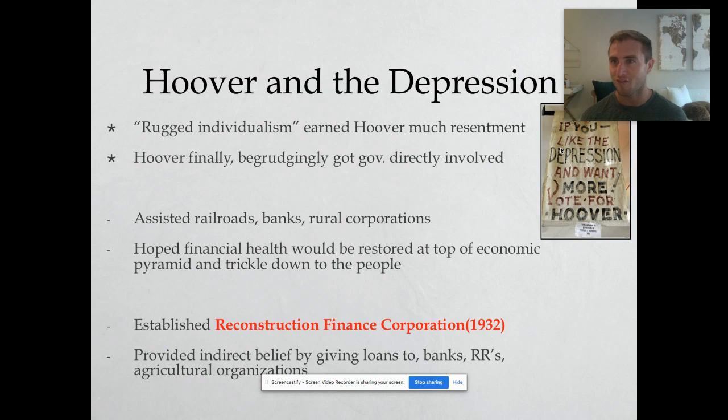And so Hoover finally says we need to do something. Begrudgingly, he says, I'll use federal power to fight the Depression. But he, much like the other conservative presidents of the 1920s, believes in trickle-down economics. And so he is going to assist the big businesses first, hoping that this will trickle down to the masses. The best example of this is establishing the Reconstruction Finance Corporation, which gives loans to the banks, the railroads, and the agricultural organizations, hoping this will flow down to the rest of the people. And he's only more resented for this.